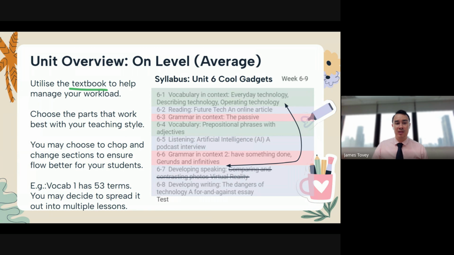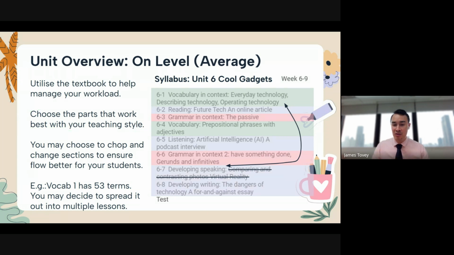Now, if we're looking at an on-level group of students, the average, you can actually still be using this textbook to help manage your workload. So don't just think, oh, because they're on level, now I can just go and find other things online. Still use the resources that we've got, right? And try to use those resources to reduce the amount of work you have. There's going to be some good parts in the textbook that work with your teaching style, so take them out and use those, right? Don't just make everything from scratch.